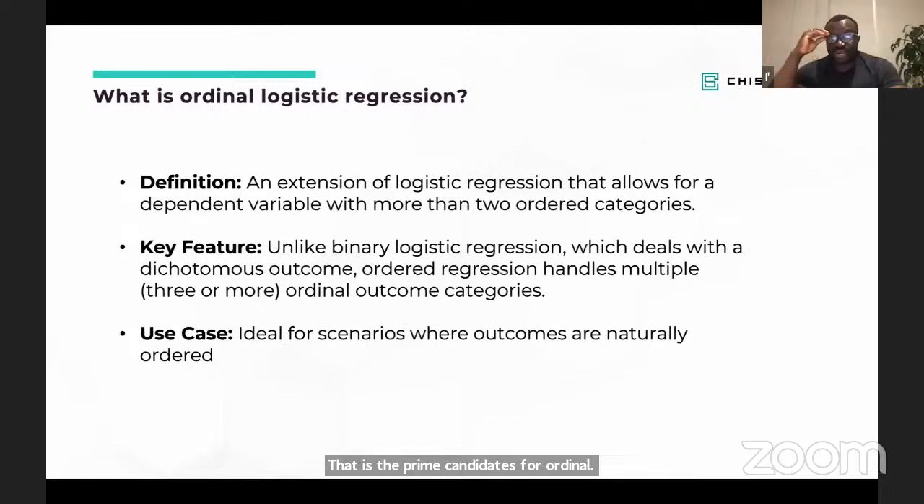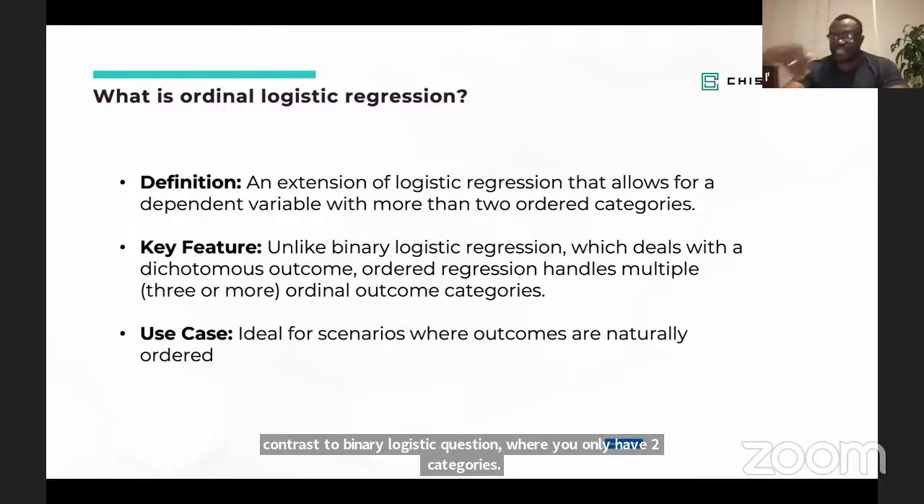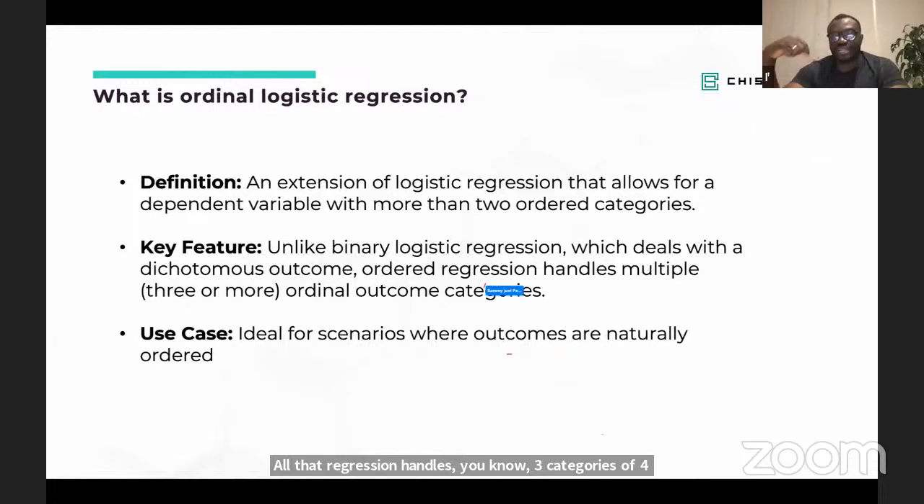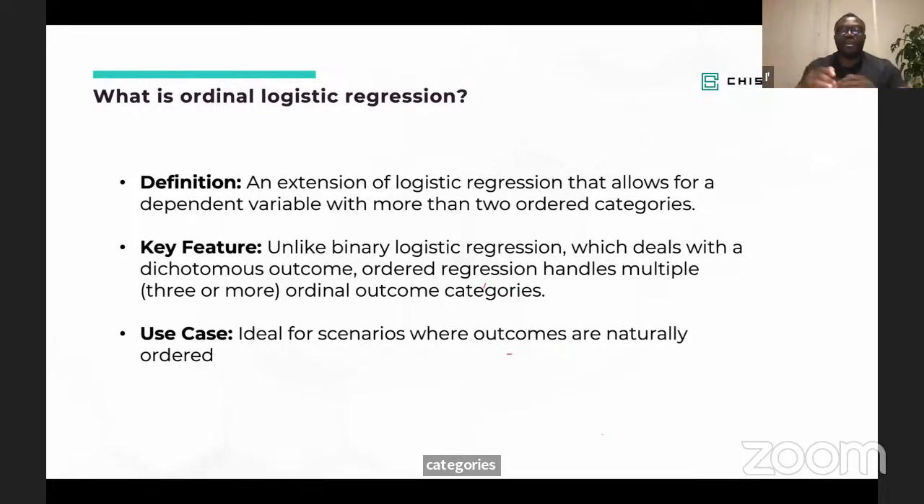So ordinal logistic regression is an extension of logistic regression that allows for a dependent variable with more than 2 ordered categories, like we've seen. In contrast to binary logistic regression, where you only have 2 categories, ordered regression handles 3 categories or 4 categories. The number of categories is really immaterial, right? What we care about is that there should be a natural ordering in the categories, like low, medium, high, or the other examples we looked at. There has to be a natural and inherent ordering of the categories. That's when we use an ordered logistic regression.